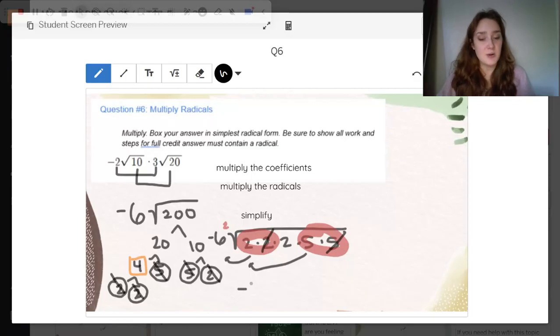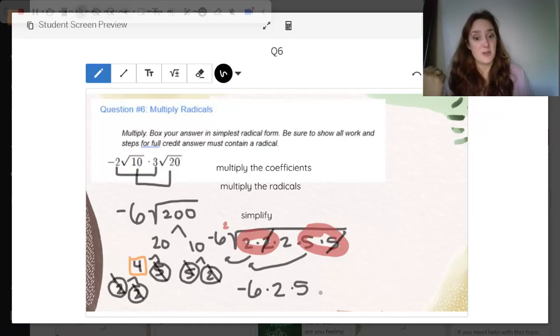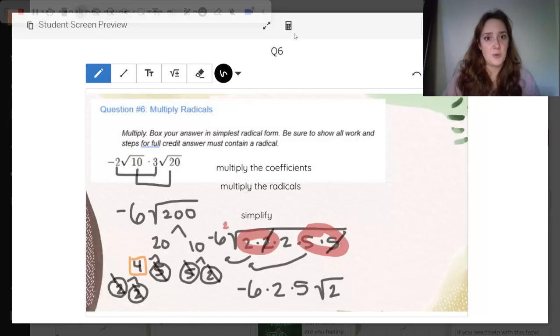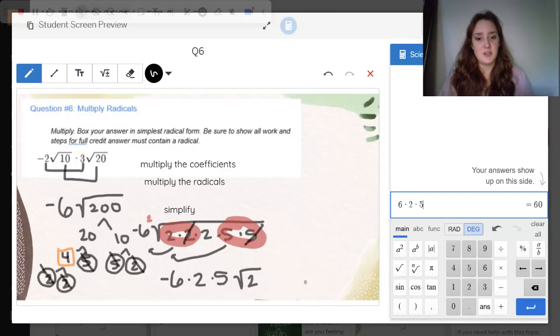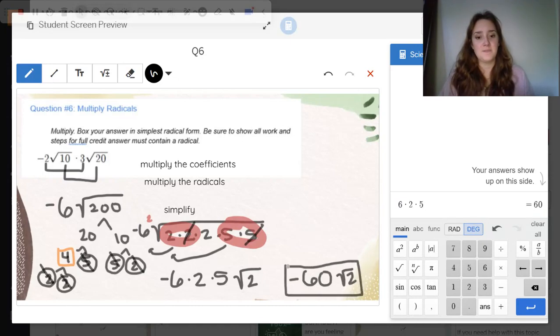So outside the radical, we've still got that -6. And now we've got a 2 and a 5 also outside the radical, leaving us with rad 2 inside. We're going to need to figure out what that is. 6 times 2 is 12, times 5 is 60, and it was negative. So -60 square root 2 is our final answer for this one.